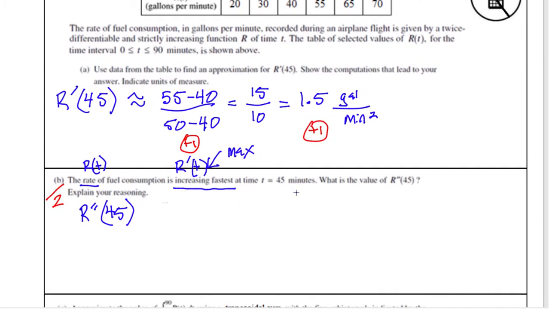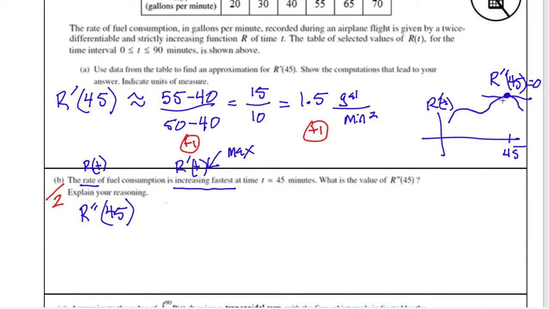I'll give you a pictorial version of what's happening here. If I'm looking at a graph, at this point right here, and this is going to be the graph of r prime of t, it's saying that r prime of t increases fastest right here at t equals 45. So I have a horizontal tangent, therefore r double prime of 45 in this case has to be 0. The slope at that point has to be 0. So this is exactly equal to 0.